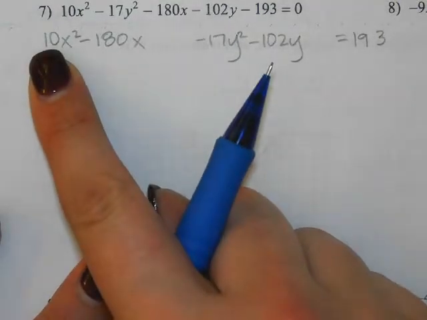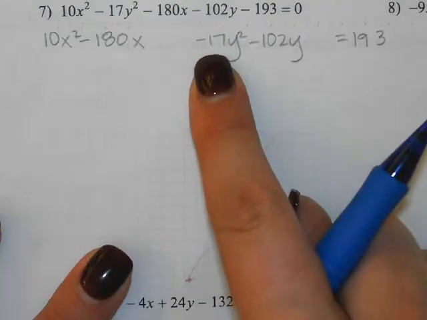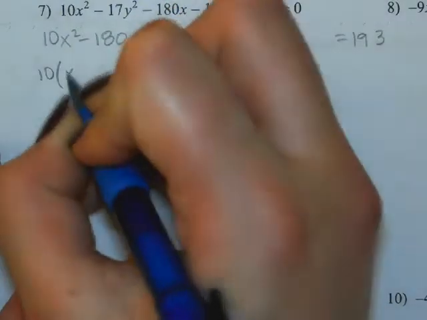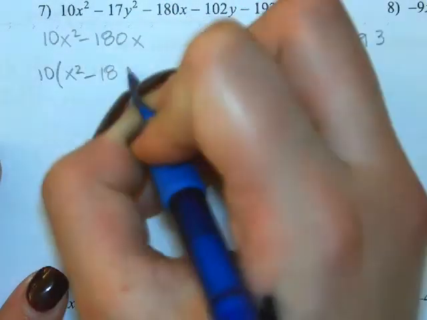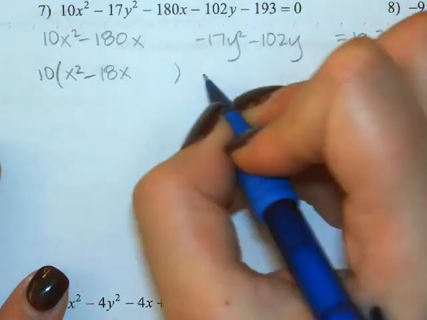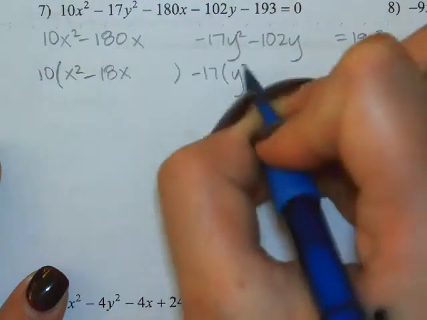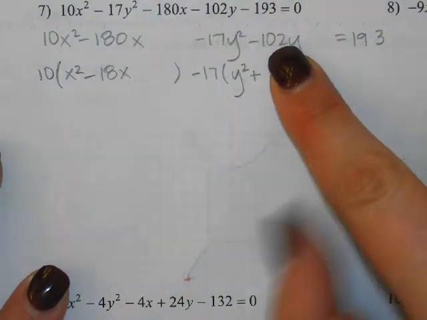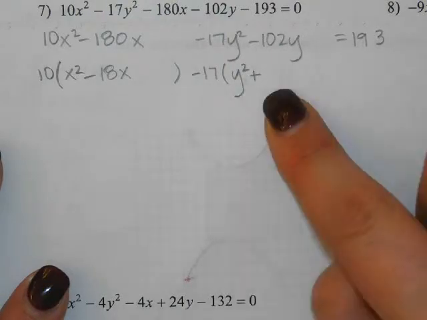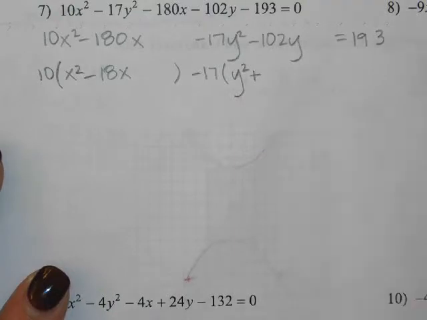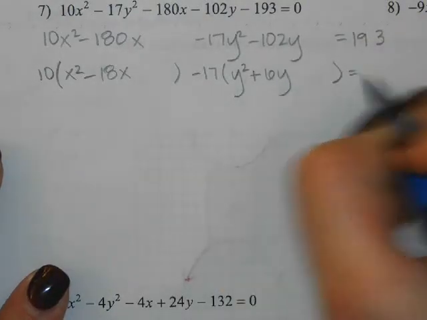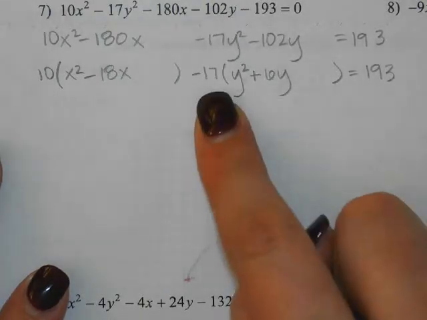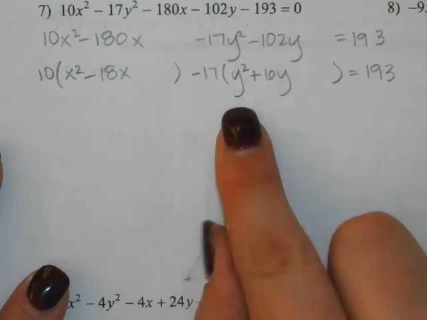All right, what do we do next? Take out the 10. And here we're going to take out the 17 and the negative with it. So I'm going to take out the 10. That leaves me with x squared minus 18x, leave a space. And then here we're going to take out negative 17, which leaves me with y squared plus. Negative 102 divided by negative 17 is what? 6? Okay. 6y. So did everyone catch that? We did take out the negative with it and it changed both the signs.